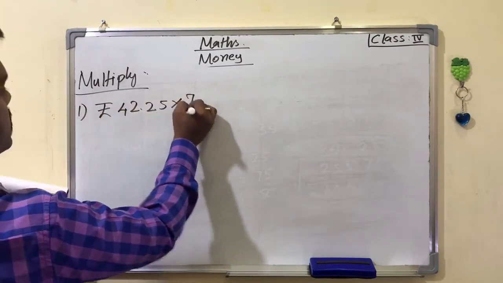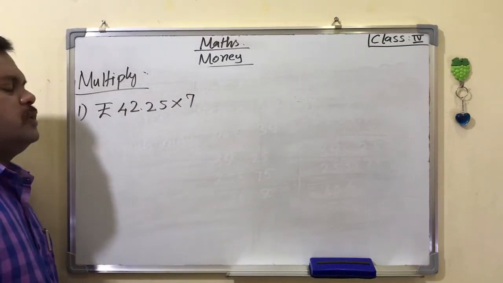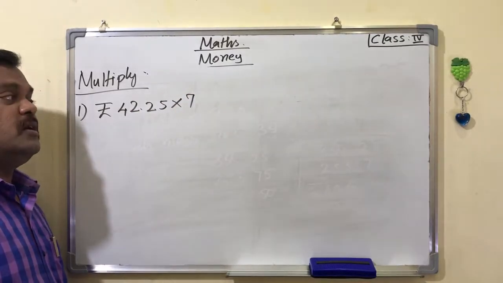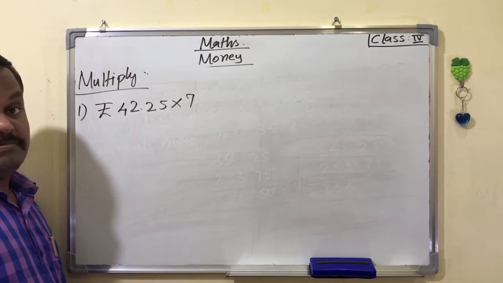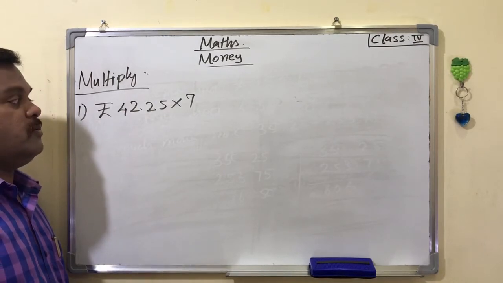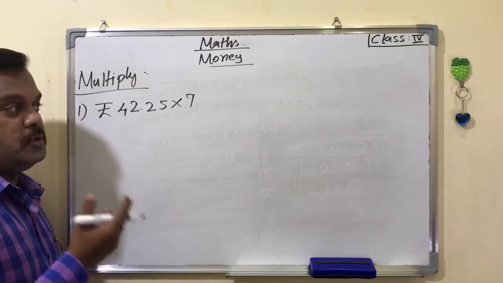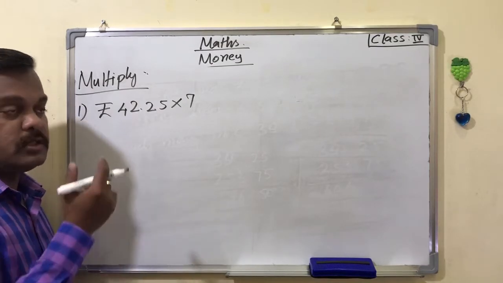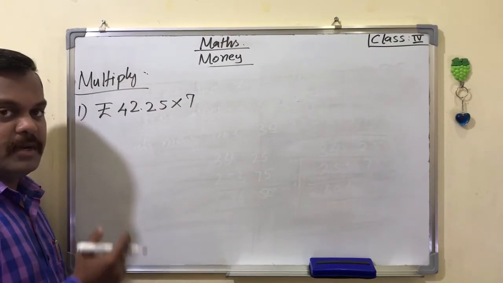Rupees 42.25 into 7. 42 rupees 25 paisa multiplied by 7. Okay, we are going to multiply rupees 42.25 into 7. How to multiply? Same like our decimal. What is the procedure for decimal multiplication?